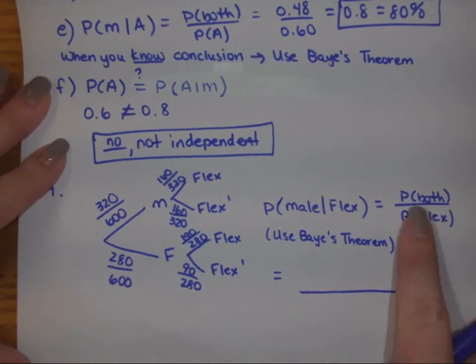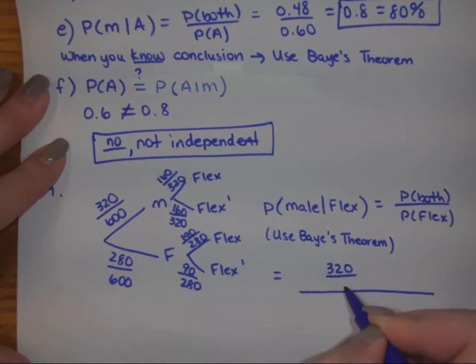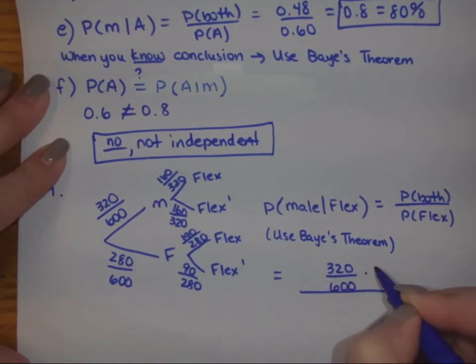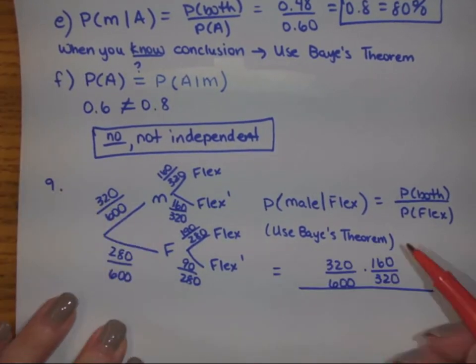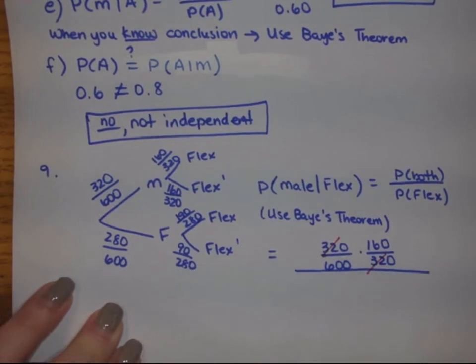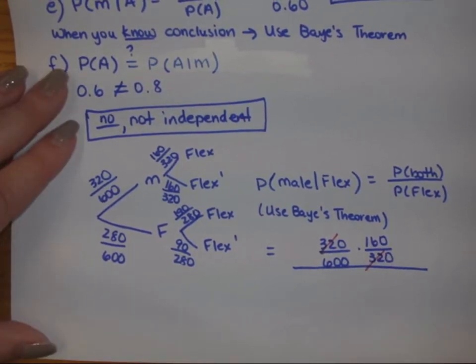So the probability of both would mean we're going to go here and then here, right? So that would be 320 out of 600, but also times 160 out of 320. Okay. Notice if you wanted to, you could simplify this fraction like that. You don't have to, but you can. You actually could simplify 160 over 600 a little bit more too, but we're not going to worry about that.